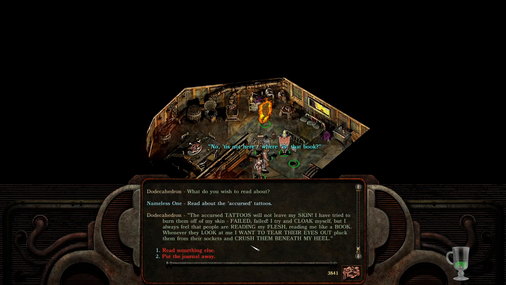Cursed tattoos. The cursed tattoos will not leave my skin. I have tried to burn them off of my skin. Failed. I try and cloak myself, but I always feel that people are reading my flesh, reading me like a book. Whenever they look at me, I want to tear their eyes out, pluck them from their sockets, and crush them beneath my heel.